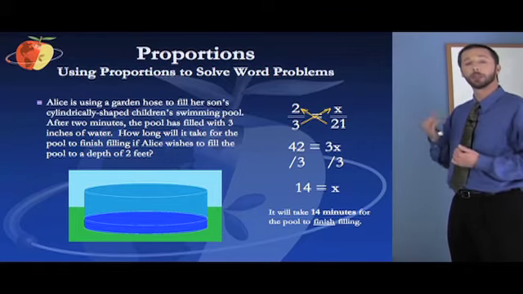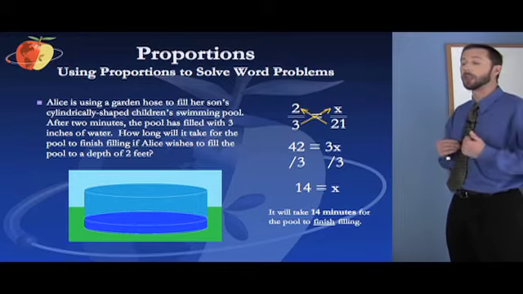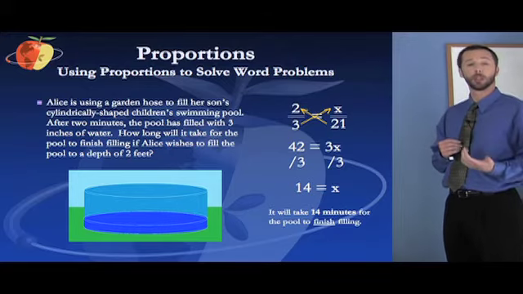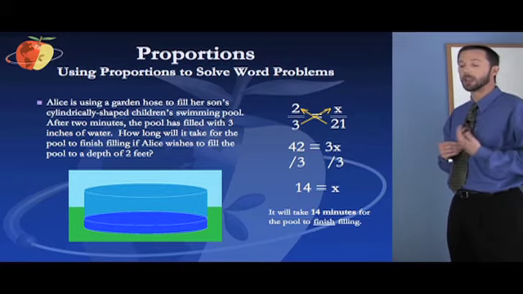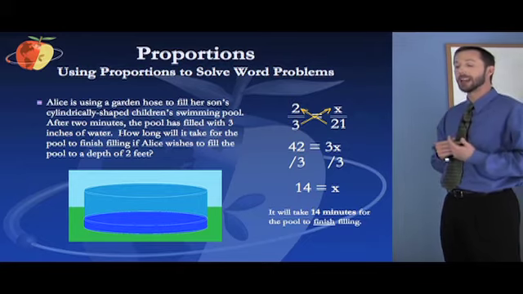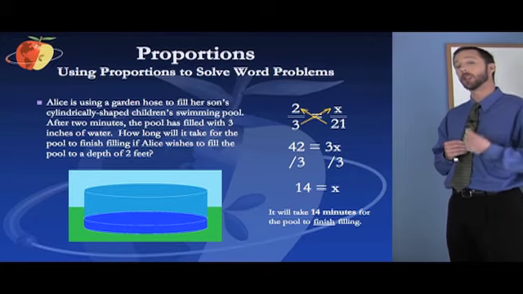The 3's cancel out on the side of the equation where we have x. x is by itself. 42 divided by 3 gives us 14. So 14 is our answer. 14 minutes is the time that it'll take for the pool to finish filling.